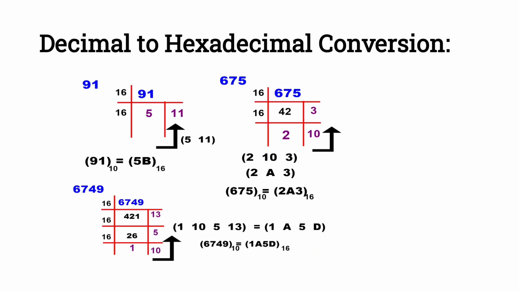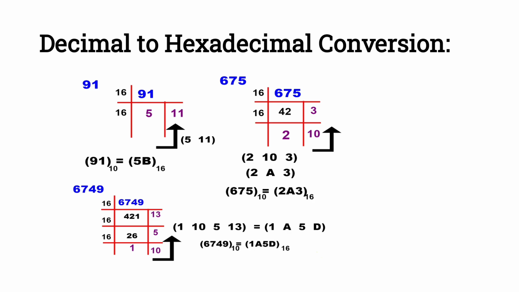Next thing is decimal to hexadecimal conversion. In decimal to hexadecimal conversion, we divide by the base value. The hexadecimal base value is 16. So for example, 91 we divide by 16. Then the quotient value is 5 and the remainder value is 11. For 11 the hexadecimal value will be B. So we take it from down to upwards. So 5B with base 16.